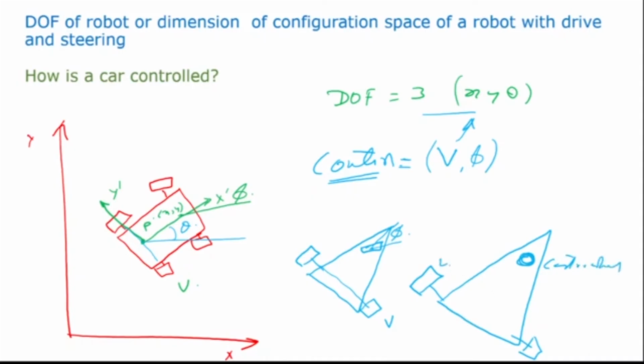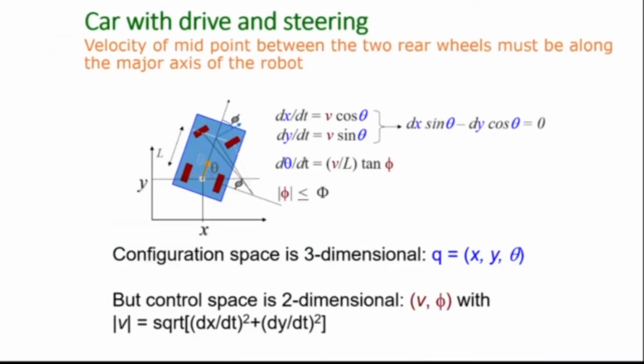So there is omega 1, omega 2. Now all of these are subjected to kinematic constraints. That means this robot cannot go sideways, this car cannot go sideways. That means it has a velocity constraint. Now let us look at what this velocity constraint looks like.